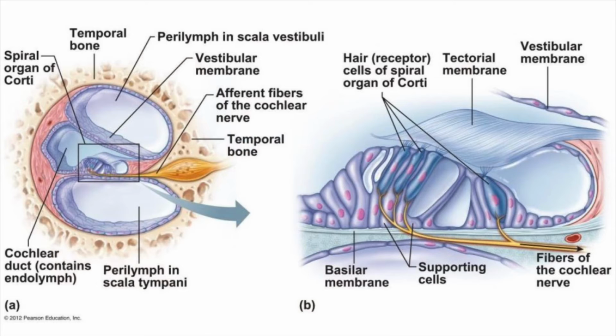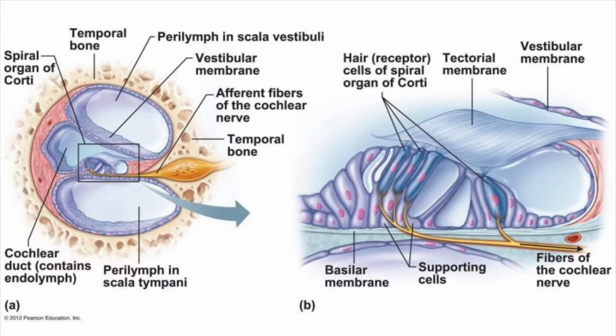This next picture you can find on page 584 of your book, and it represents the location and structures of the spiral organ. So you can find the spiral organ within the cochlea on top of the basilar membrane that divides the scala tympani from the cochlear duct.